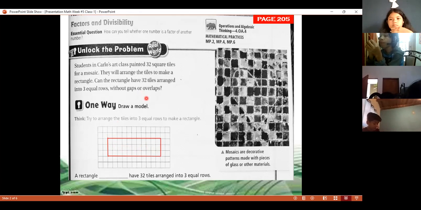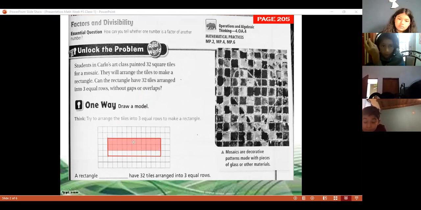So I can color this 22 that I have. I have 22 here. If you count, you can see that I have 22 colored. But I need to have 32 square tiles. So I have 22, I need to continue counting. 22, 23, 24, 25, 26, 27, 28, 29, 30, 31. Okay, 32 is until here.